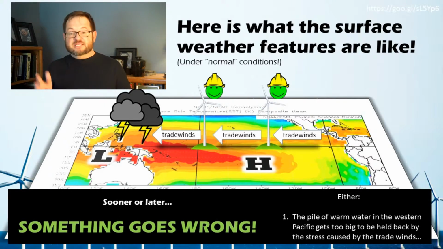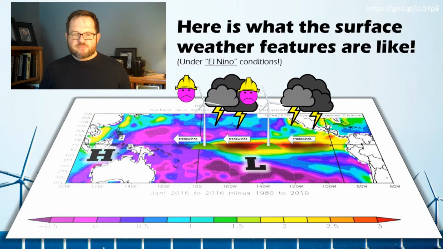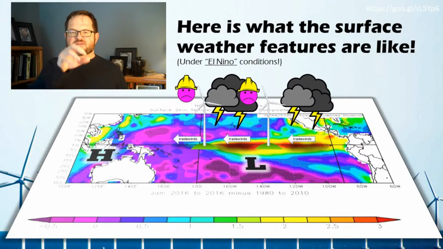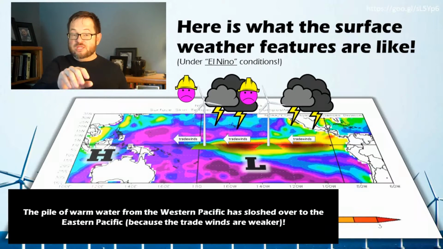Or something comes along and makes the trade winds weaker, some kind of synoptic scale disturbances, or something comes along and makes these areas of high pressure and low pressure that are kind of what's supporting the trade winds weaker. But either way, something sooner or later is going to go wrong, and we throw our Pacific Ocean into an El Nino pattern, where everything is different. That warm water that was out over the western Pacific, over by Indonesia and Australia, comes sloshing back. Just like in the metaphor we had about the pool.